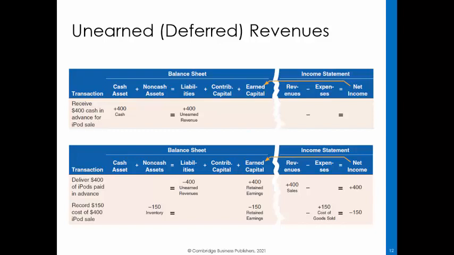To record the receipt of cash, Apple would debit cash for $400 and credit unearned revenue, a liability, for $400. When the iPod is delivered the next month, Apple would recognize the revenue by recording a debit to unearned revenue and a credit to revenue for $400. Apple would also debit cost of goods sold and credit inventory for the cost of the iPod, $150. The effects of the revenue of $400 and cost of goods sold of $150 would ultimately be recorded in retained earnings, part of earned capital.